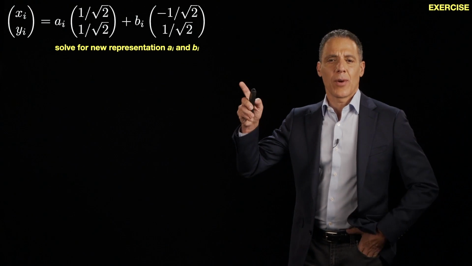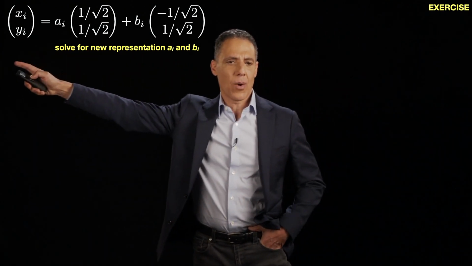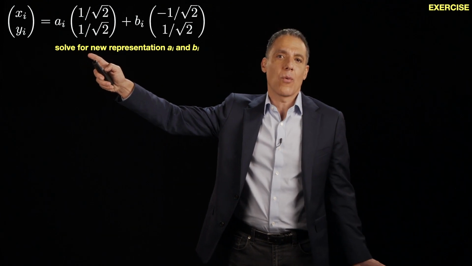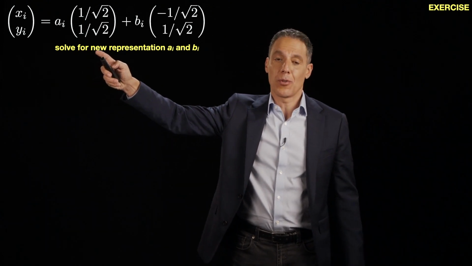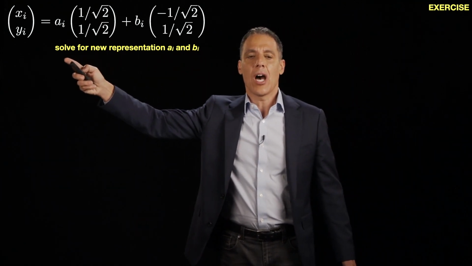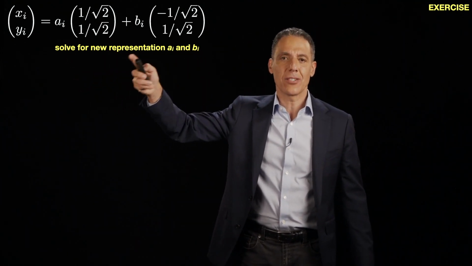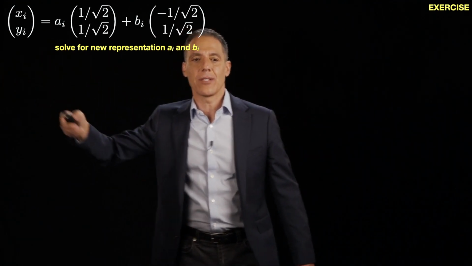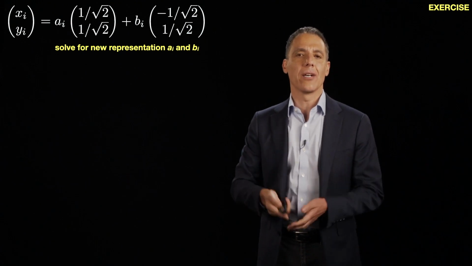So let's see, what am I trying to do? I know xi, yi, that's my vector in the canonical basis. I've told you what I want to represent it with respect to a new orthonormal basis given by this vector and this vector. And I want to know how much should I scale these two basis vectors such that when I sum them together, I get that vector right there. So a_i and b_i are my unknowns.